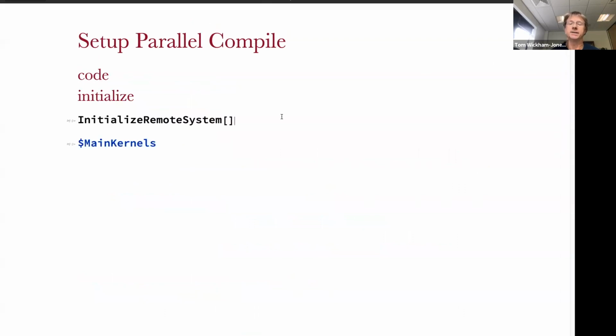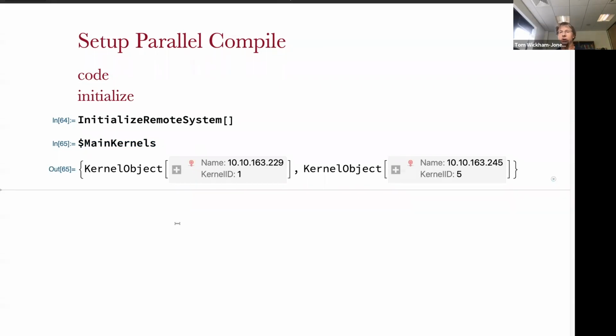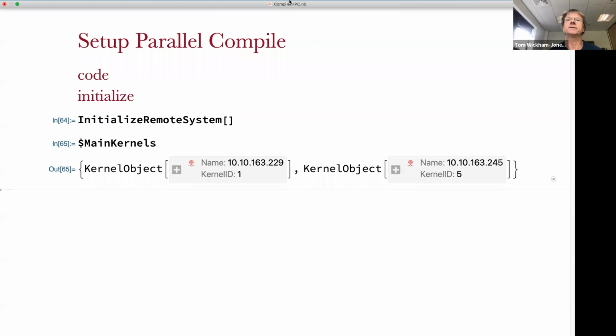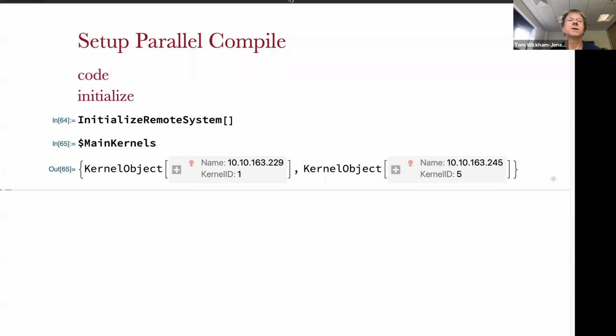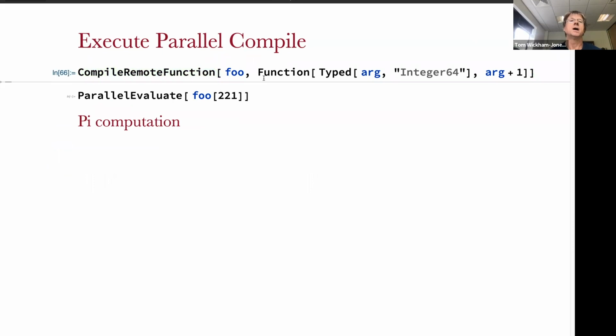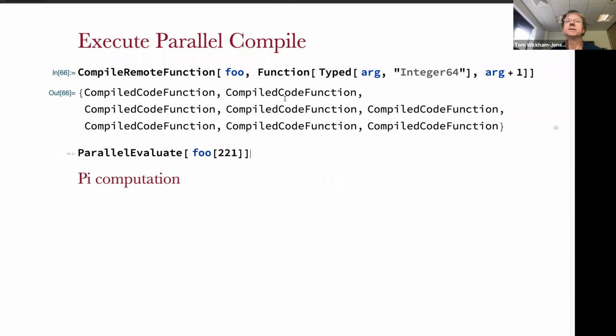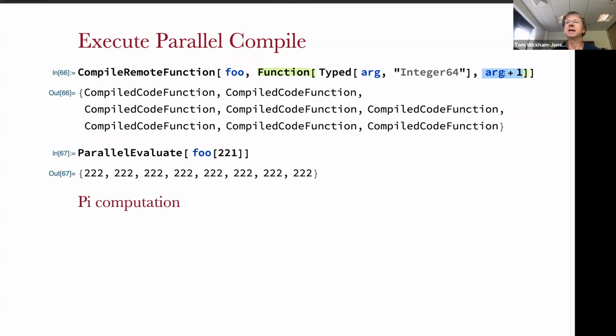And so we initialize the system. The main kernels are the kernels that are going to do the compilations. So now what I'm going to do is this. This is contacting one kernel on each machine to create a library. It has to initialize, and then it loads that library into each of the kernels. This is just like x+1.